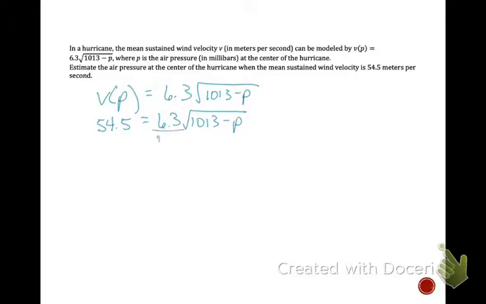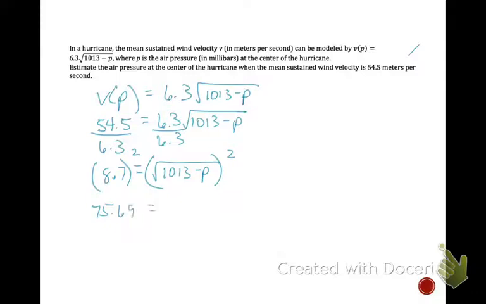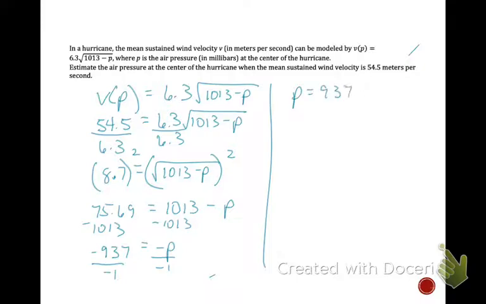So let's start by dividing both sides by 6.3. We're going to round and get 8.7 equals the square root of the expression underneath. Now we've isolated the radical, so we can raise both sides to, in this case, the second power. So 75.69 equals 1013 minus p. Let's subtract our 1013. And I'm going to round, so negative 937 equals negative p. Divide both sides by negative 1. So our air pressure is 937 millibars.